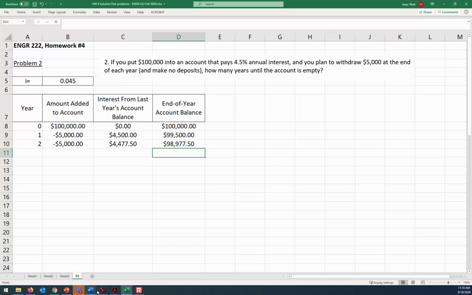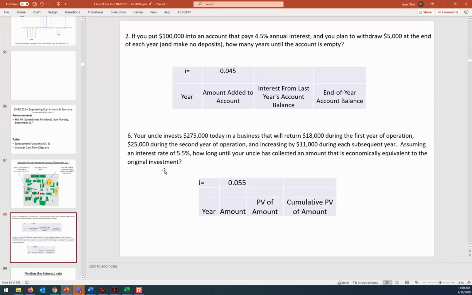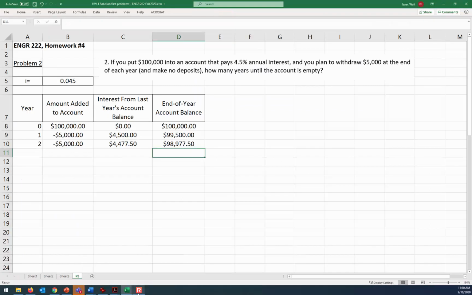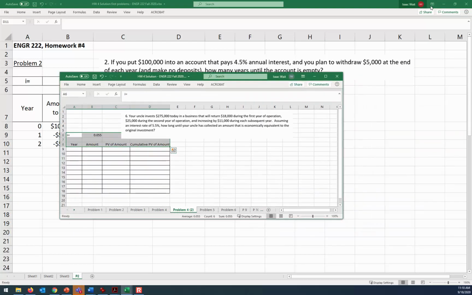Now on the third problem, the sixth problem. Your uncle invests $275,000 today in a business that will return $18,000, then $25,000, and then it increases by $11,000 during each subsequent year. How long until your uncle has collected an amount that is economically equivalent? So this is the table that you set up, and let me bring over a different file that demonstrates this one.